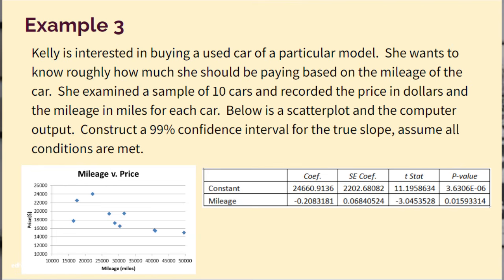Now, in this scatter plot, we definitely see that there is a negative relationship. The more miles on a car, the cheaper it is. And we also see in our regression output the slope right next to the word mileage, that's our x variable. And again, remember, it always goes in order, a on top of b. So a is the y-intercept and then b is the slope. So we have a negative slope of negative 0.208. That tells me that for every additional mile on one of these cars in her sample, the price drops about 21 cents. Now, let's construct that confidence interval.